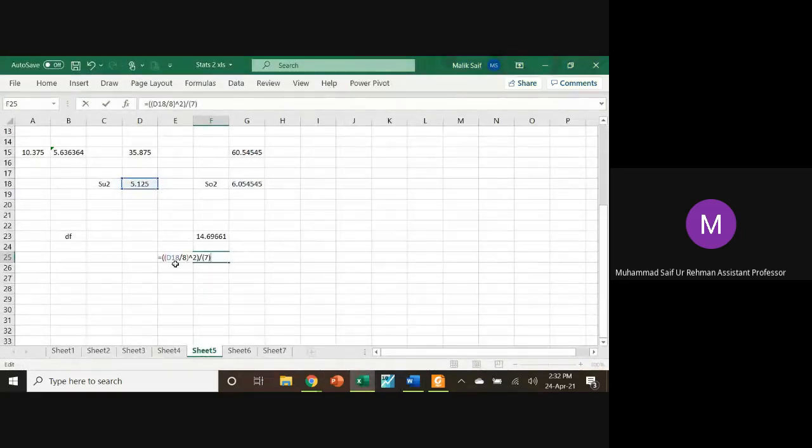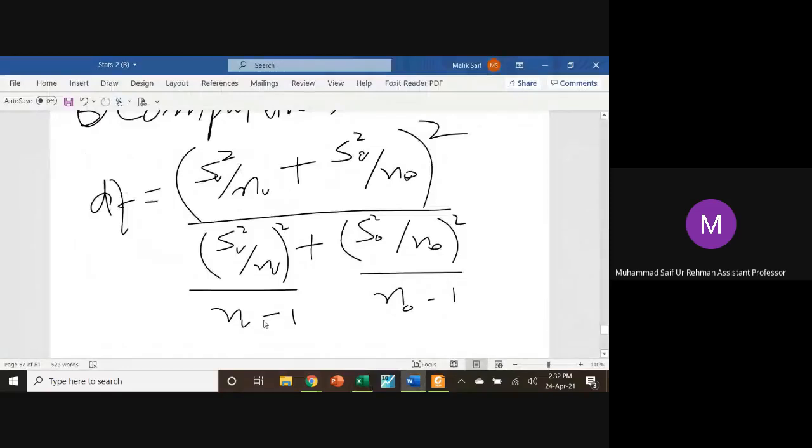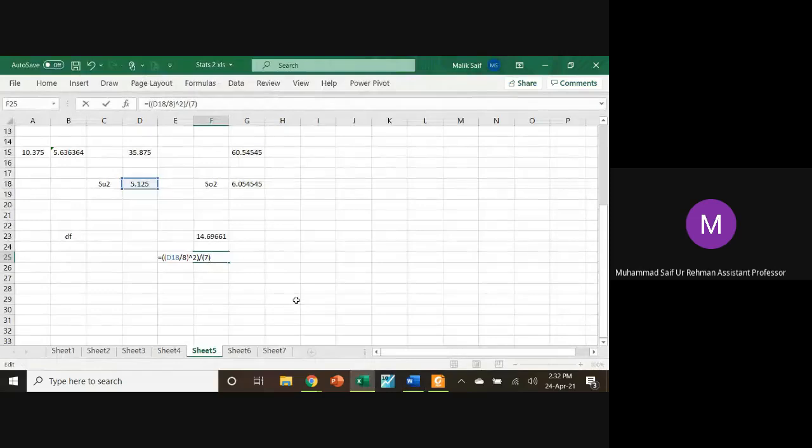SU divided by SU square divided by NU whole square, and then divided with N minus 1. So I have divided it with N minus 1. And then I have to add this term in this, but before that I have to put some more braces. So close this, and if you are going to close this, then put another brace over here. And then come over here, press plus, and then you have to write down the other terms.